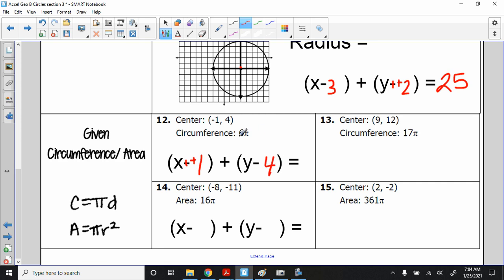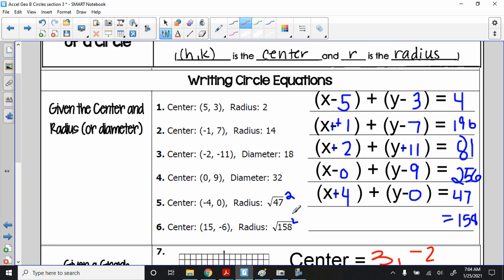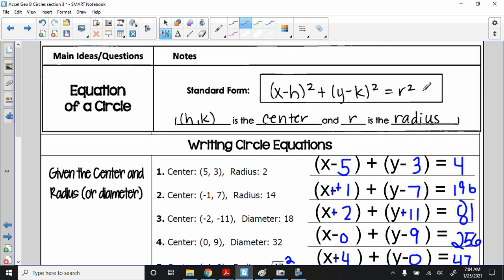Circumference is 6 pi. Circumference is the diameter times pi. So all you would need to do is divide this 6 by 2. Dividing the 6 by 2 is 3. And then square it, because that's what the formula says. Remember, the formula says radius squared.